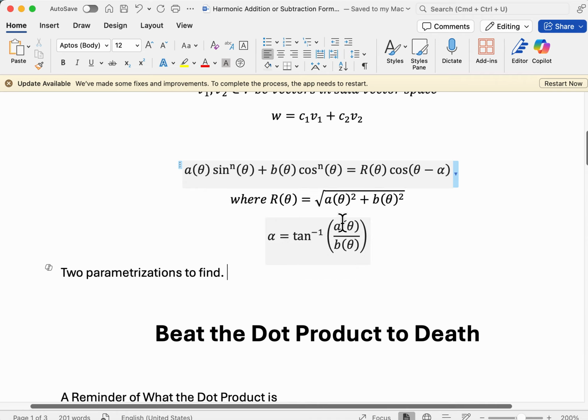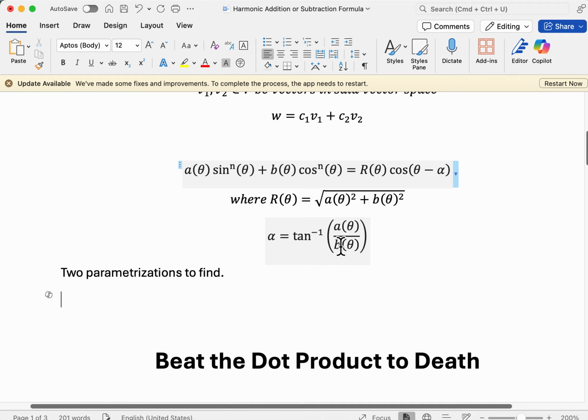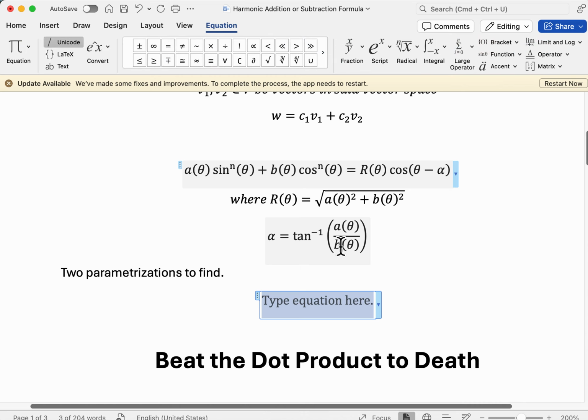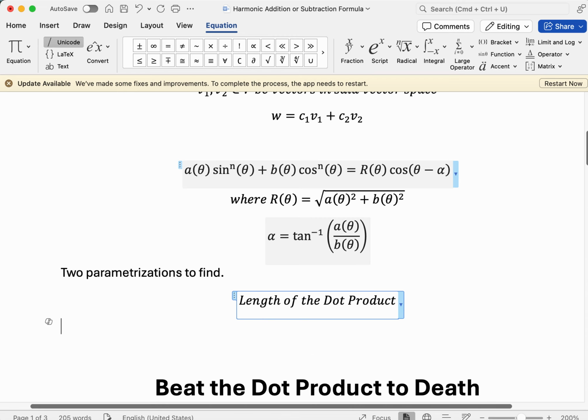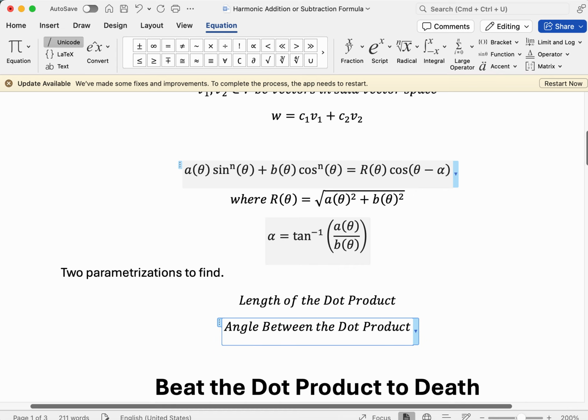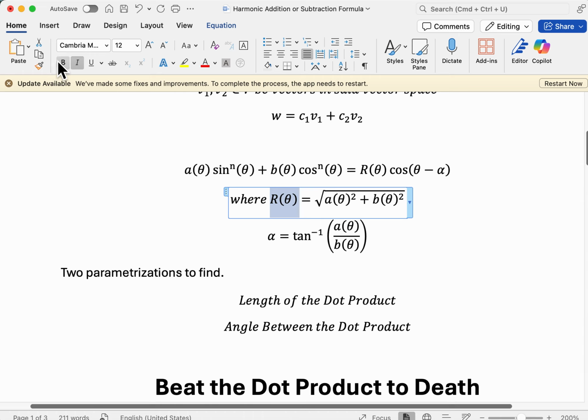I don't list it here because it's going to be very tedious doing all the grunt work before you show the final result. But what we need to find right now is the magnitude or the length of the final vector, and then the angle between the vectors. Those are two key important things we need to find, which are r theta here and alpha here.